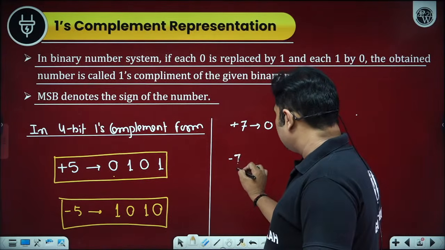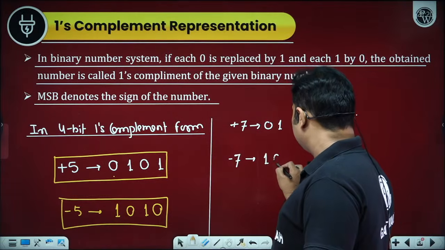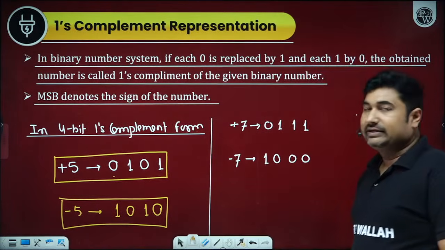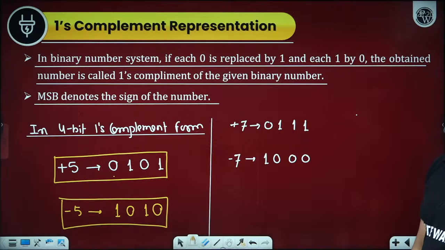And what is minus 7? Minus 7 is 1, 0, 0, 0. This is minus 7. Is it okay? Yes, sir.